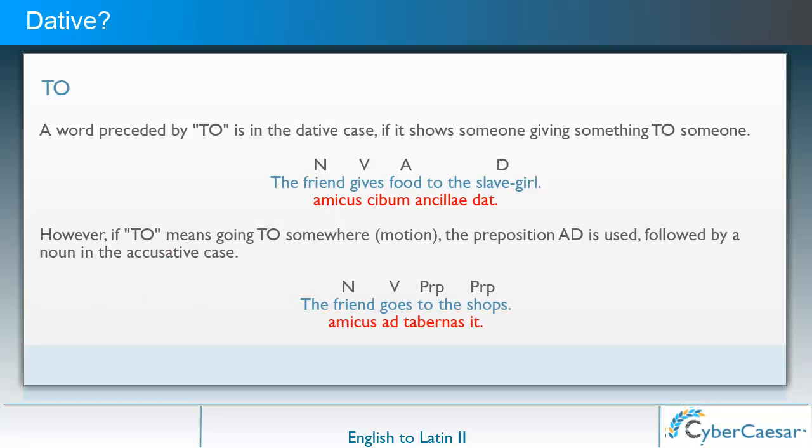A word preceded by "to" is in the dative case if it shows someone giving something to someone. The friend gives food to the slave girl. However, if "to" means going to somewhere, the preposition ad is used, followed by a noun in the accusative case. The friend goes to the shops.